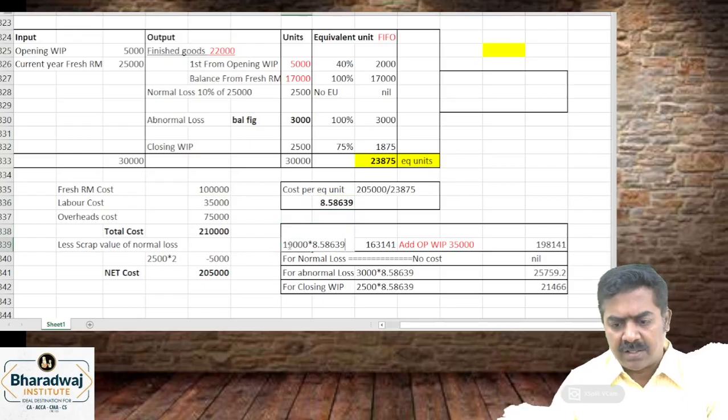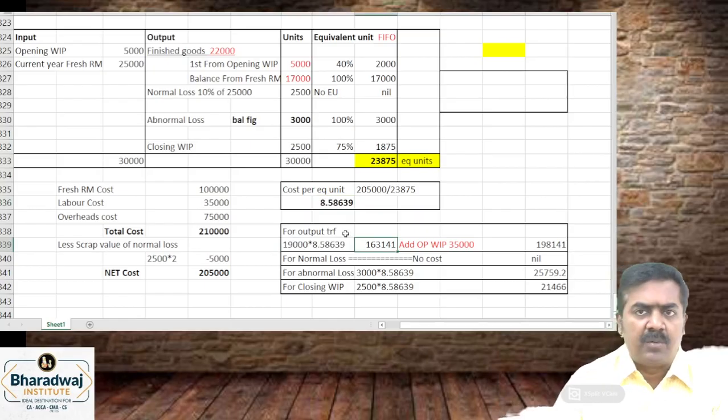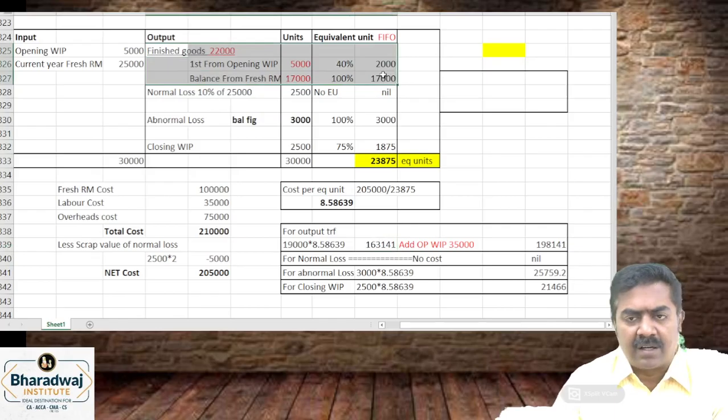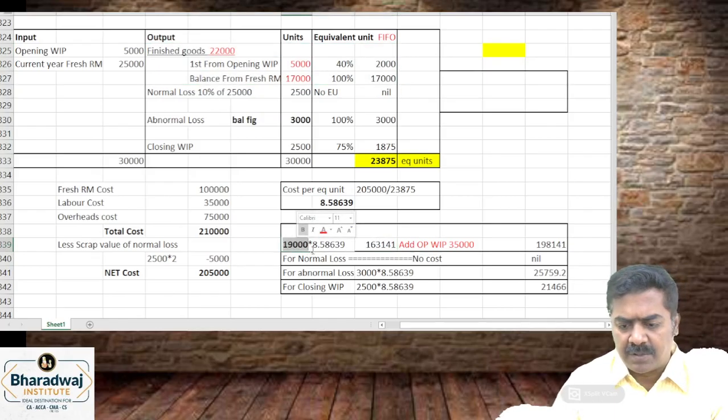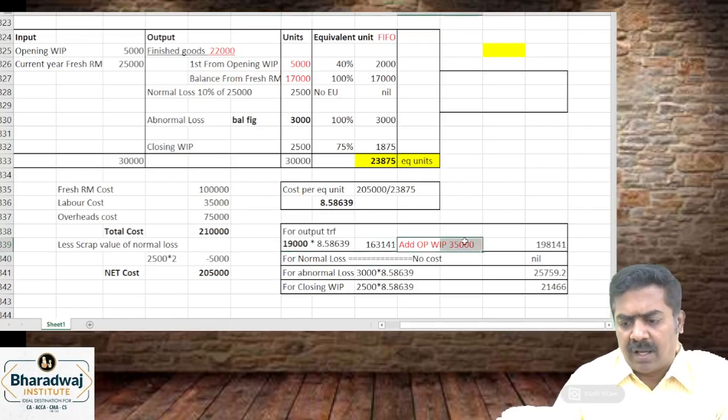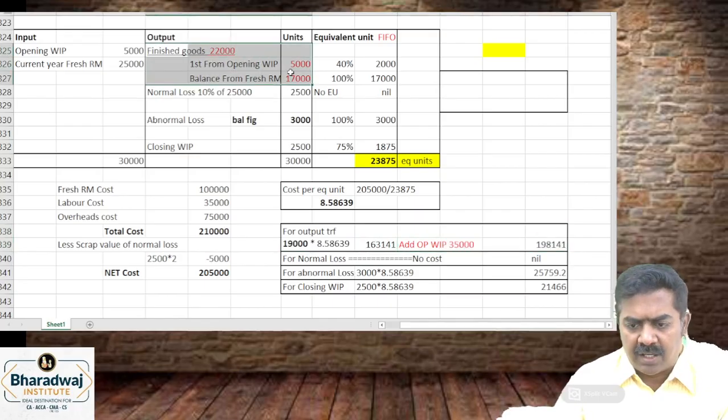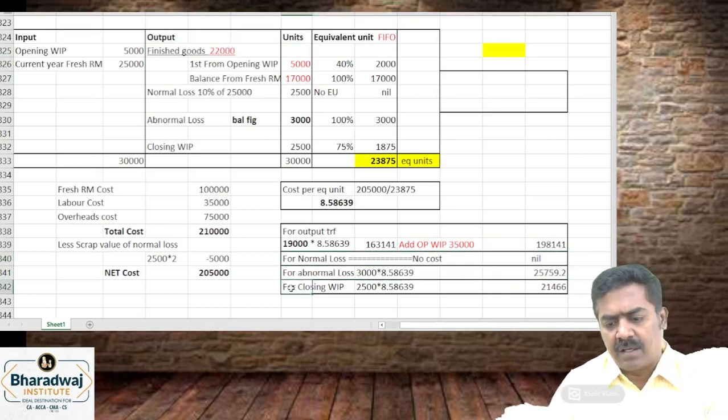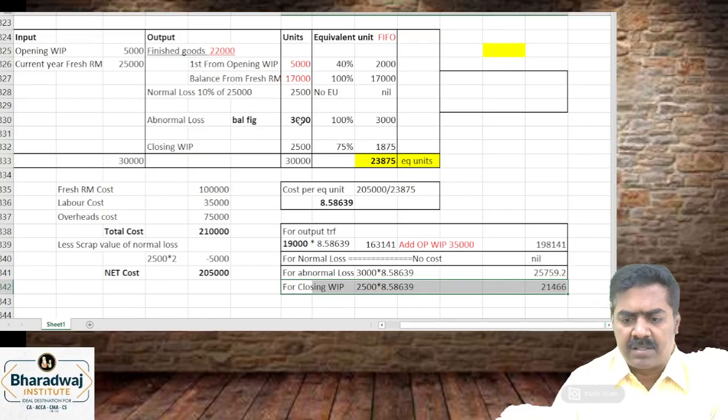While assigning the cost, 19,000 into 8.58639 gives us 163,141. This is your current year cost. Please remember, all these are current year completion. Do you understand how 19,000? 17,000 plus 2,000, 19,000 into this cost you will get. Add opening WIP because output transferred includes the value of opening WIP. Normal loss, no cost. Abnormal loss, we assign the cost. Closing WIP, assign the cost based on the equivalent unit.